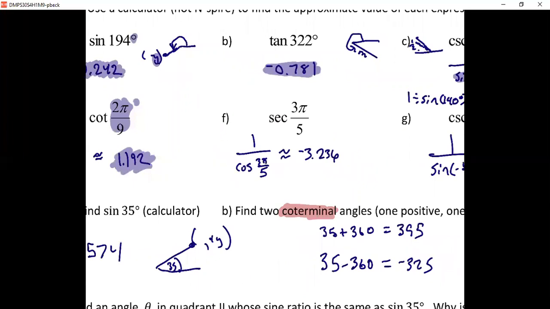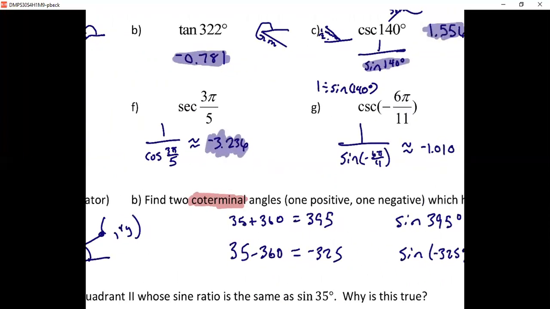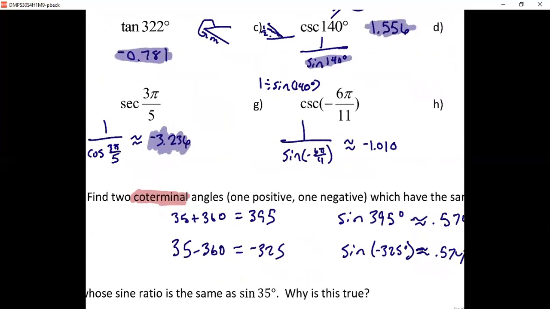Secant is a reciprocal of cosine, so 1 over cosine of 3 pi over 5. 3 pi over 5 is in quadrant 2, so we should have a negative value for x. That means we have a negative value for cosine, which is why our secant of 3 pi over 5 is negative. G, cosecant of negative 6 pi over 11.